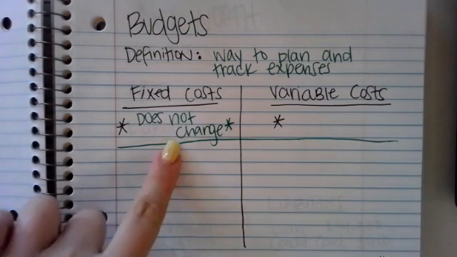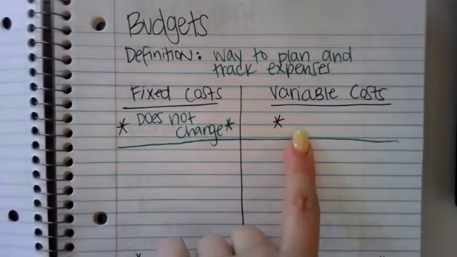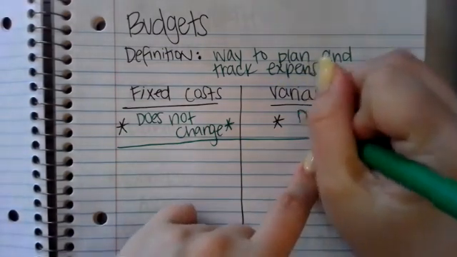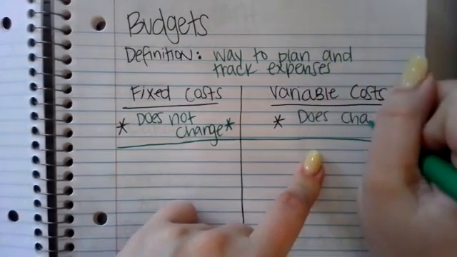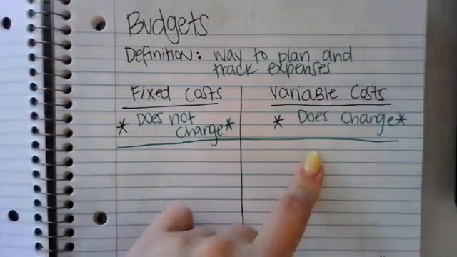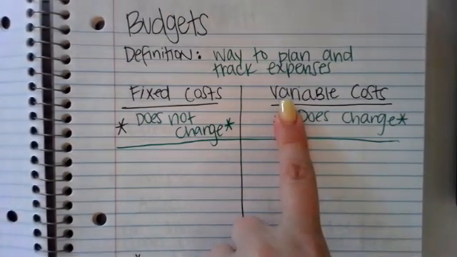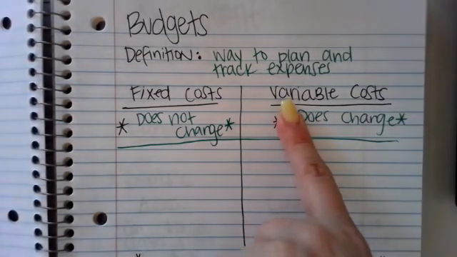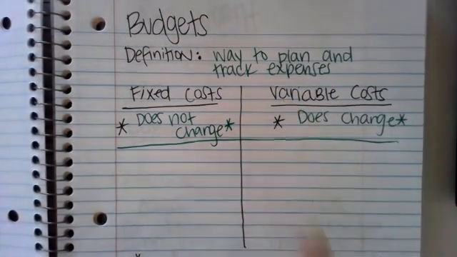So a fixed cost is a cost that does not change. A variable cost is a cost that does change. So much like a variable in an equation, the cost of certain things can vary. It just may depend on the time of the year, the time of the month, etc. So some examples of each.